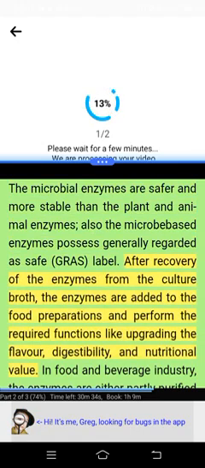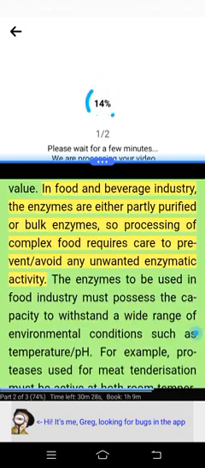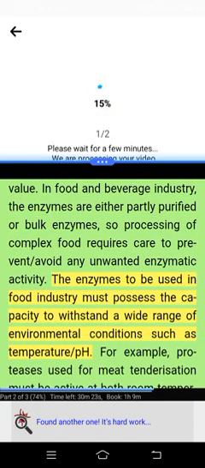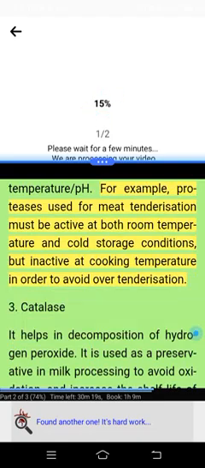After recovery of the enzymes from the culture broth, the enzymes are added to the food preparations and perform the required functions like upgrading the flavor, digestibility, and nutritional value. In food and beverage industry, the enzymes are either partly purified or bulk enzymes, so processing of complex food requires care to avoid any unwanted enzymatic activity. The enzymes to be used in food industry must possess the capacity to withstand a wide range of environmental conditions such as temperature and pH. For example, protease used for meat tenderization must be active at both room temperature and cold storage conditions, but inactive at cooking temperature in order to avoid over-tenderization.